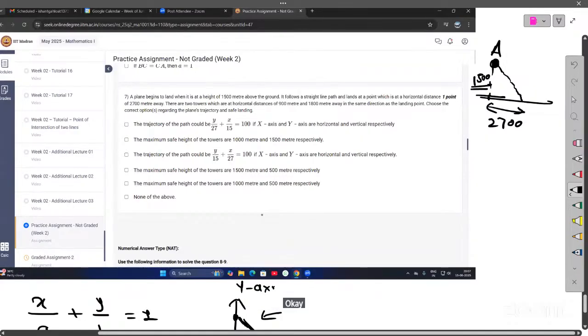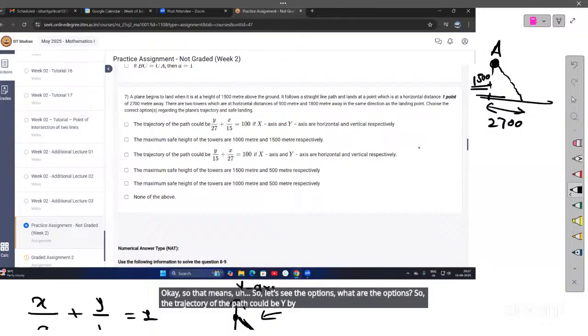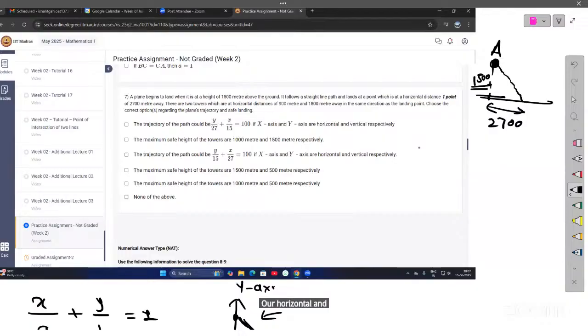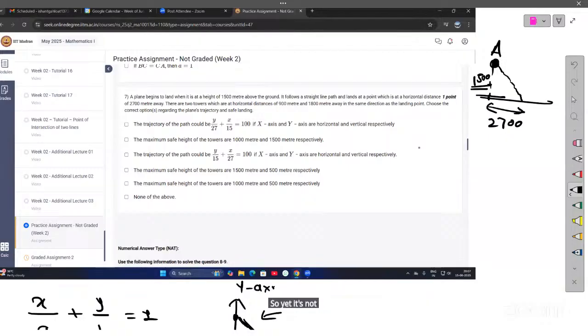Okay, so let's see the options. The trajectory of the path could be y by 27 plus x by 15 is equal to 100 if x-axis and y-axis are horizontal and vertical respectively. So this option should be correct, right? Ma'am, C option should be correct. Yeah, C option is correct. But aren't both the same? No, sorry, ma'am, one has x by 27 and the other has y by 27. So obviously this one is not correct. This one is correct.